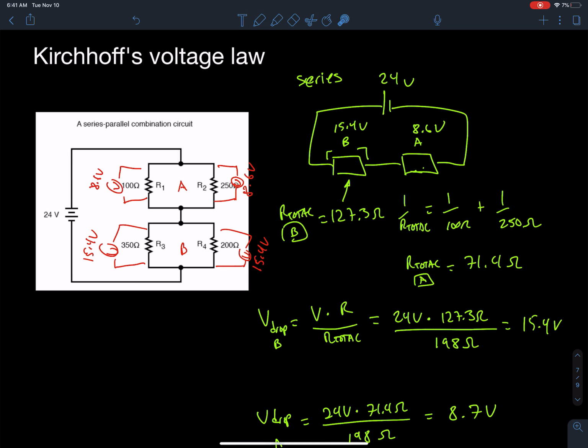Once I've calculated the total resistance for those branches, I can treat it as a simple series circuit to find the voltage drops across those branches. Okay, so that's a really nice exercise to get you to practice Kirchhoff's law and everything that we used in the last series. Now that I found the voltages across each of those resistors, I can move on and calculate things like the current or the power.